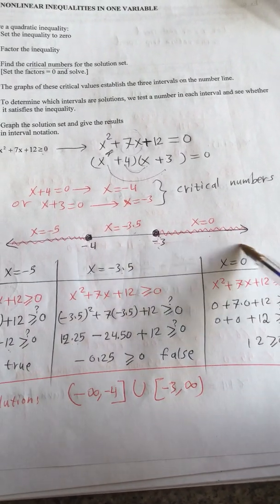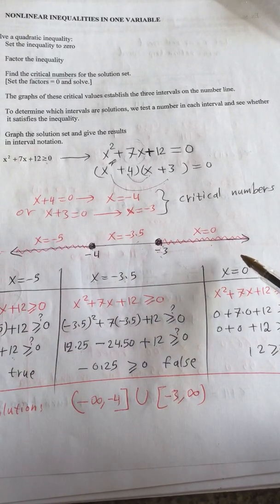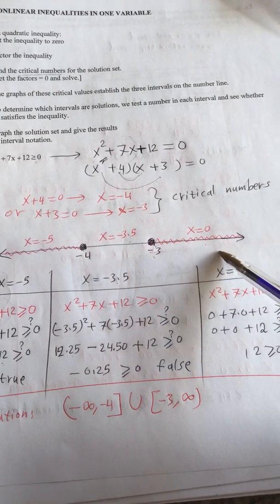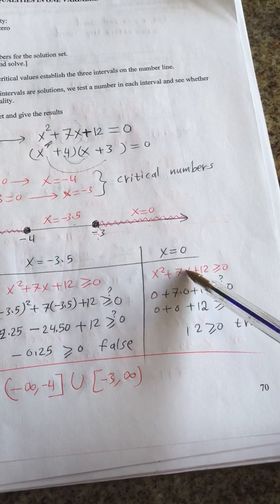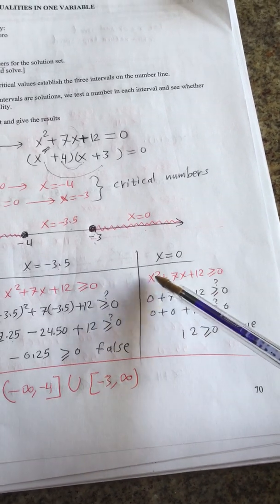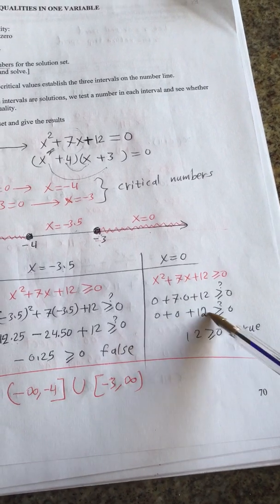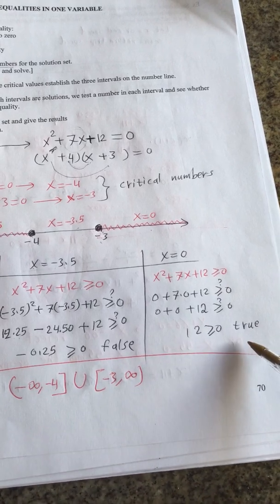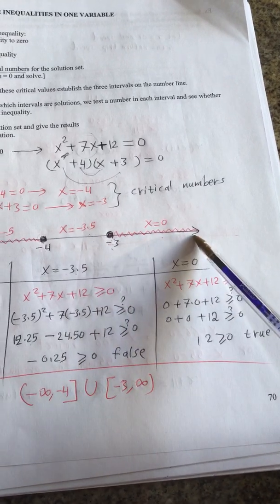Similarly, let us check this interval. Is it a solution or not? From negative 3 to infinity, you can choose any number. Let us choose x equals 0, which belongs to this interval. The inequality is x squared plus 7x plus 12 greater than or equal to 0. Substitute 0 for x, and we get 0 plus 0 plus 12. Is it greater than or equal to 0? Yes, 12 is greater than or equal to 0. This is a true statement, so this is also a solution.